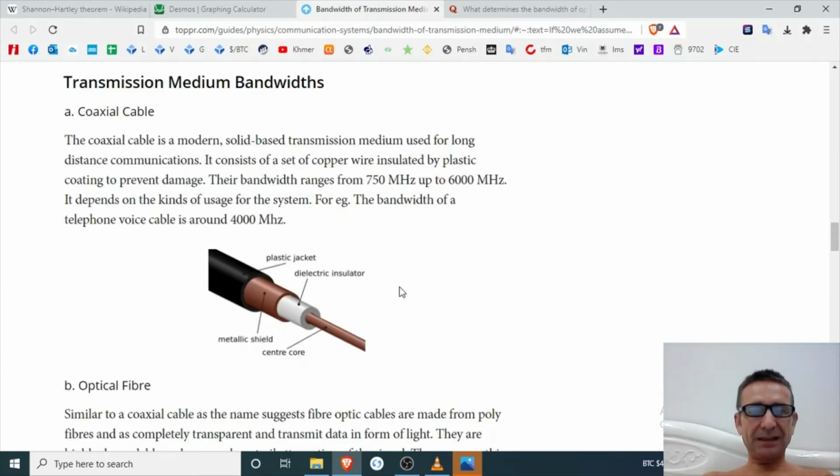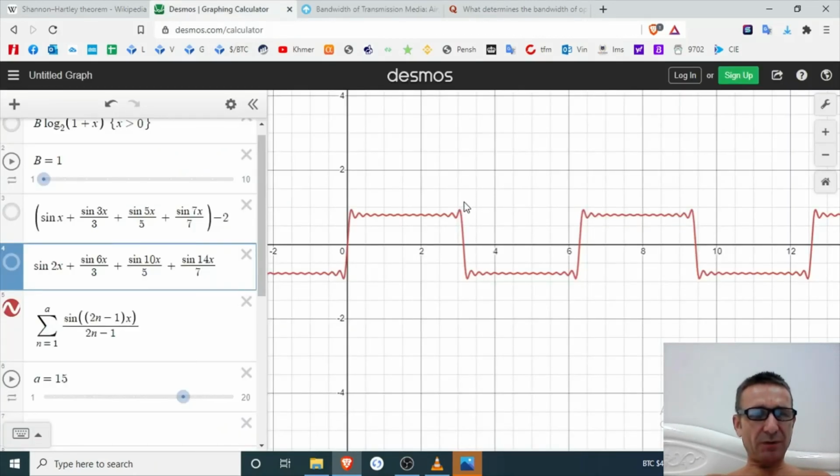All right. I hope that gives you a sense of what bandwidth means, both from a frequency perspective and a bit rate perspective. They're kind of linked together.